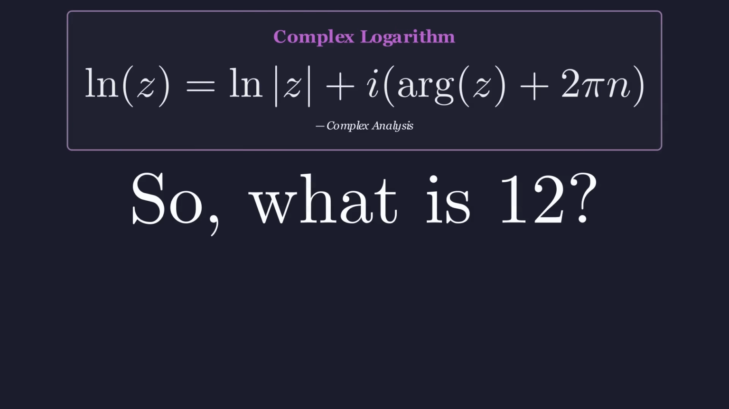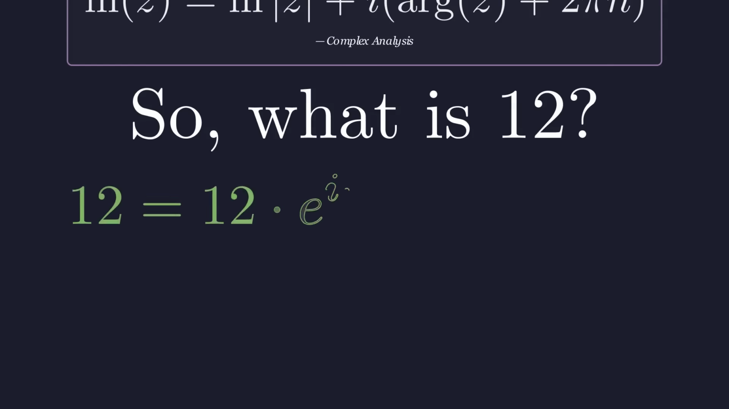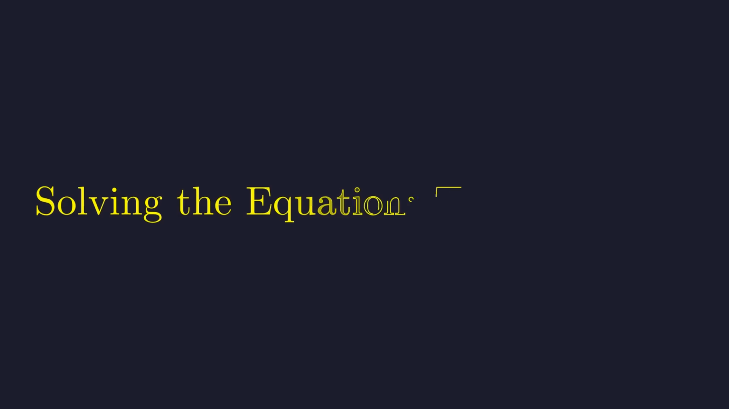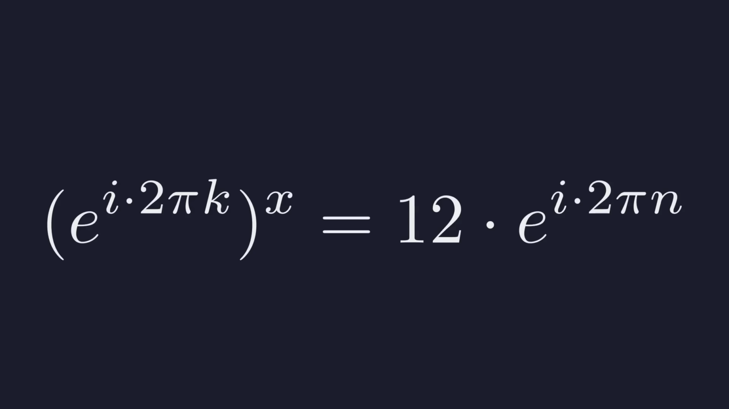Just like with the number 1, we need to express 12 in its full complex form. The number 12 has a magnitude of 12 and an angle of 0, plus any integer n number of full rotations. This gives us 12 times e to the i times 2 pi times n. All right, now we have everything we need to actually solve this equation properly. Let's start again with our original equation. Now we replace both 1 and 12 with their full complex exponential forms. This substitution reveals the true structure of what's going on.